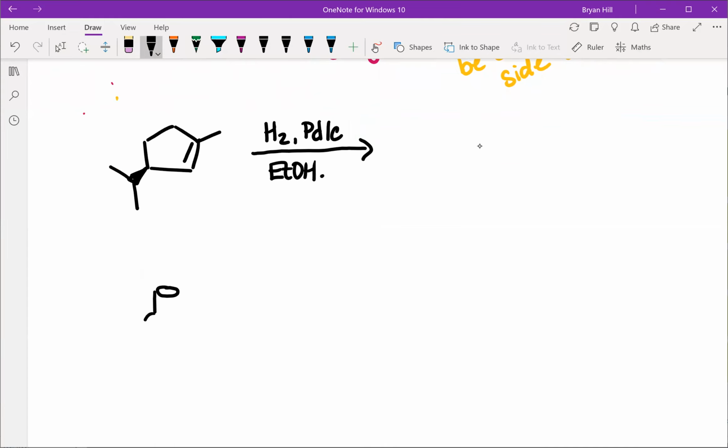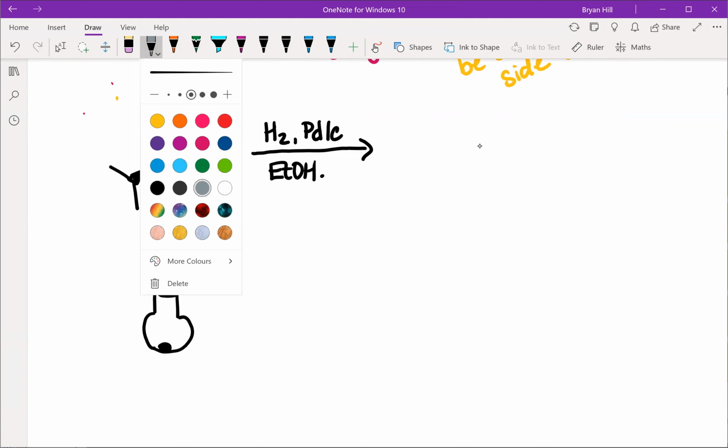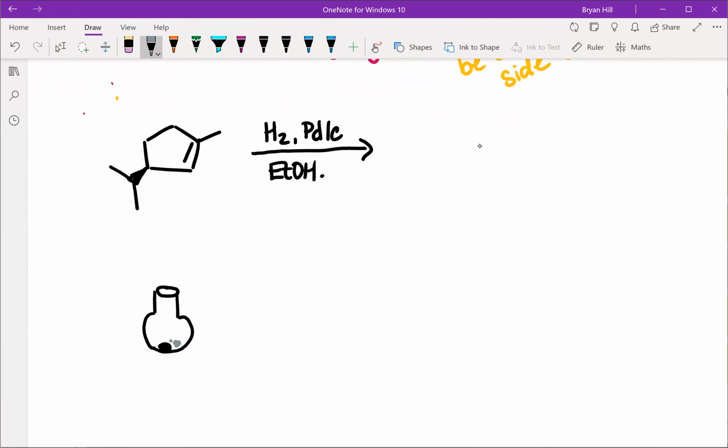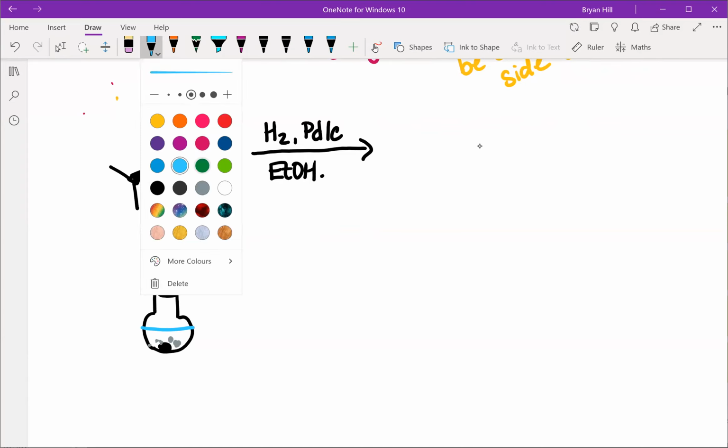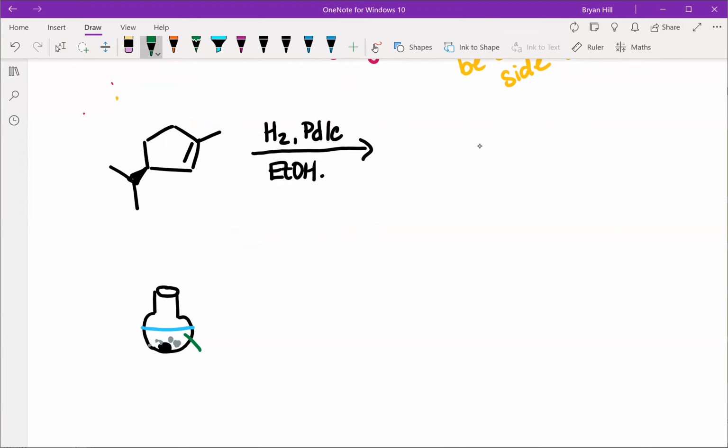You have a little round bottom flask that you would have in the lab. Here's your stir bar. Throw in your catalyst, palladium on carbon. So it's a solid catalyst. You've got your solvent, and you dissolve your starting material in that.